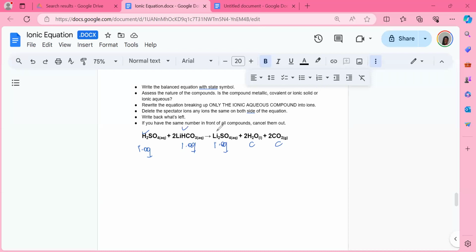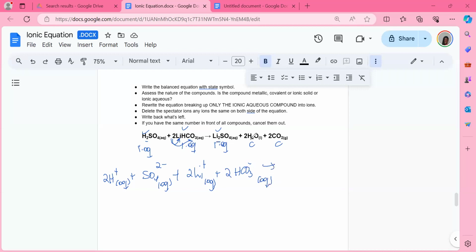Break up ionic aqueous into ions. So these are the 3 I'm going to be breaking up. The 2 here means I have 2H plus, 1 sulfate ion. Remember, lithium hydrogen carbonate comprises of only 2 ions. The lithium ion, 2 times 1 gives me 2 lithium ion. Hydrogen carbonate ion, which is HCO3. I have 1 there, but 2 times 1 gives me 2 hydrogen carbonate ion.